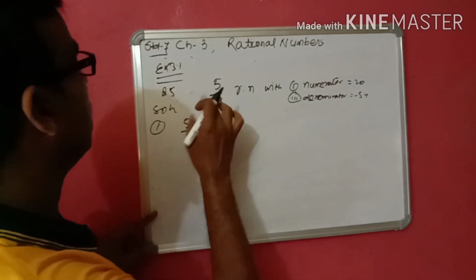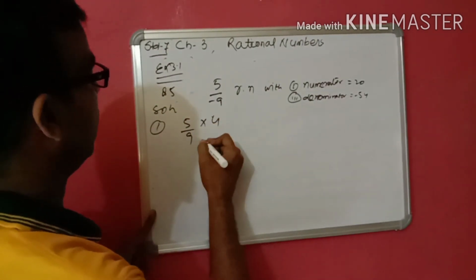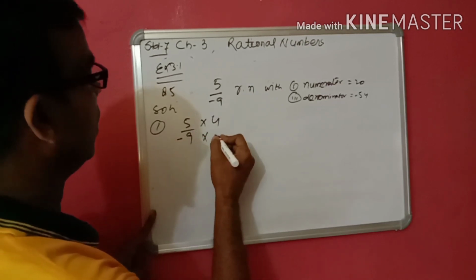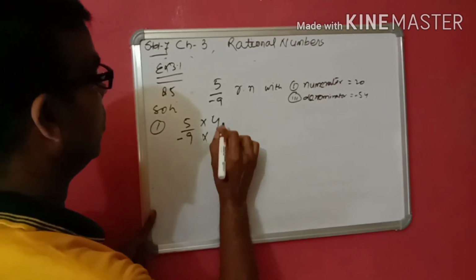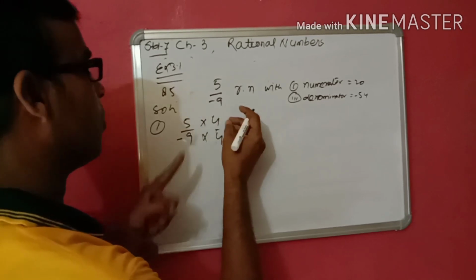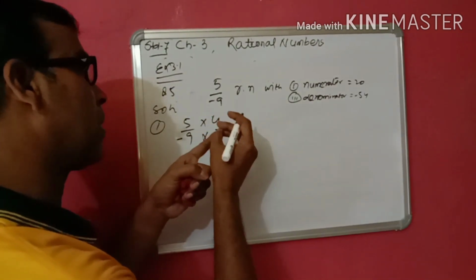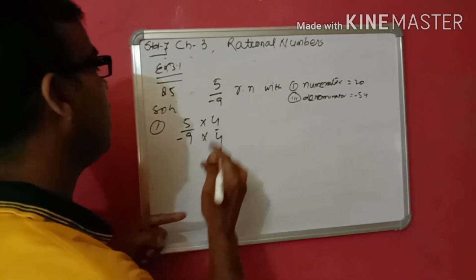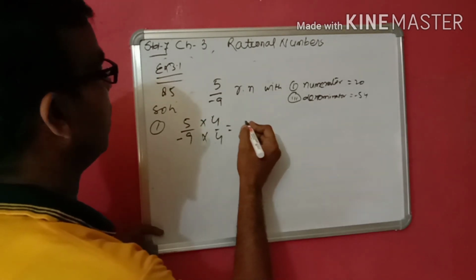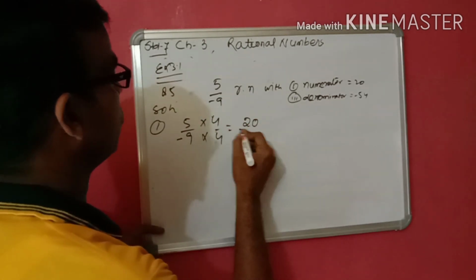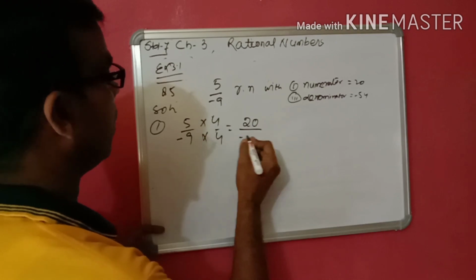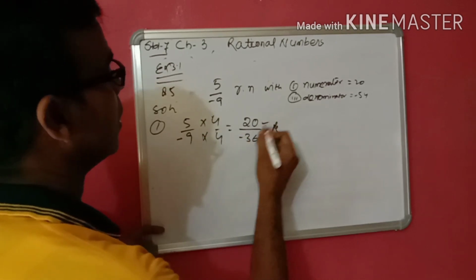So 5 needs to become 20, so I have to multiply by 4. Here is minus 9, so I have to multiply it by 4 only. Because whatever number you multiply the numerator by, the same number you have to multiply the denominator by. So it will be 5 by 4 means 20, and this is minus 36. This is your required answer.